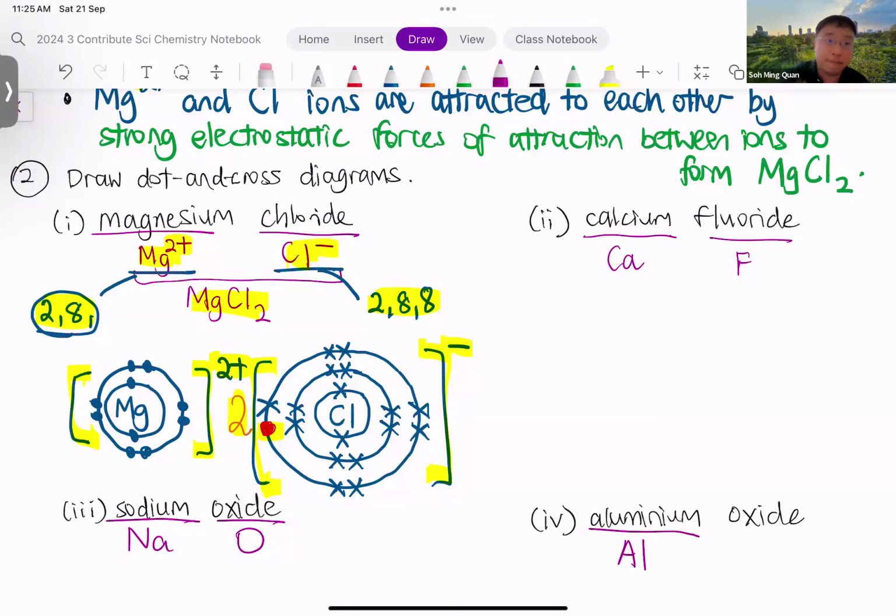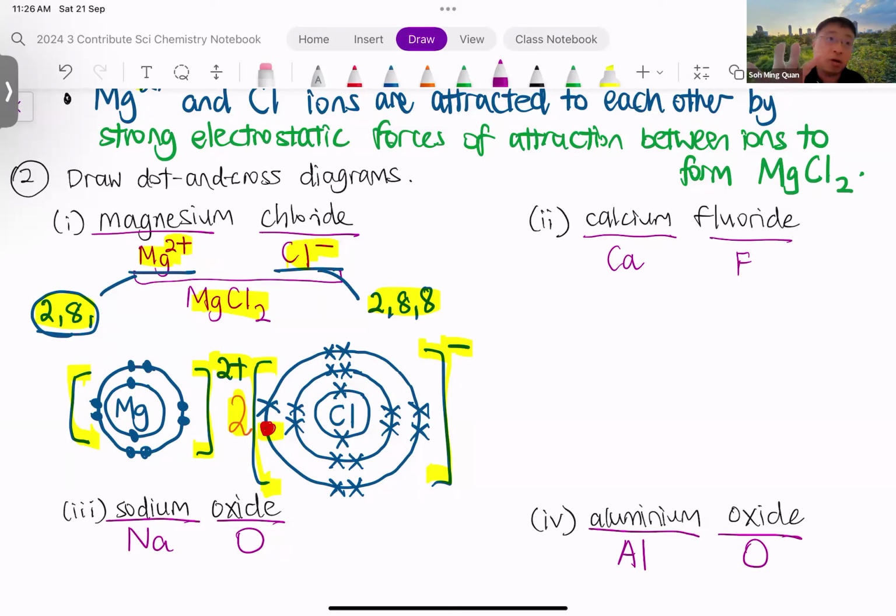So metal plus non-metal, ionic compound, where one thing loses electron, the other thing gains electron. Aluminium, also a metal. Oxygen, non-metal. So aluminium loses electrons, oxygen gains electrons. Ionic compound. So ionic compounds consist of metal, non-metal, and it involves losing and gaining electrons. All right. So now let's try drawing the dot and cross diagrams for calcium fluoride, sodium oxide, and aluminum oxide.